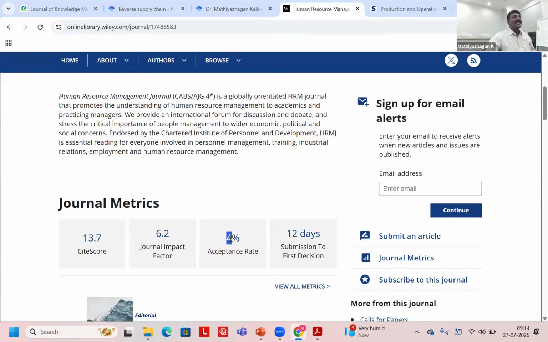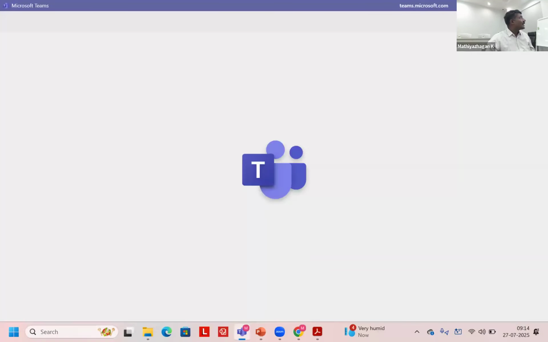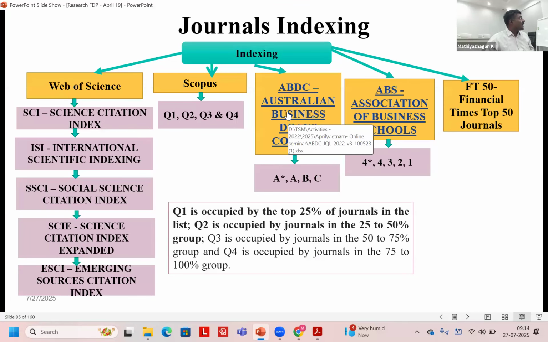Do you know it's the topmost journal in human resource management? FT50 journal. Okay, so what I'm trying to tell you is that each index is different. Sometimes whatever they consider an A star, in the ABS they may consider as a 1, even 0. 0 means they will not consider it. Like I said, I'm telling you.